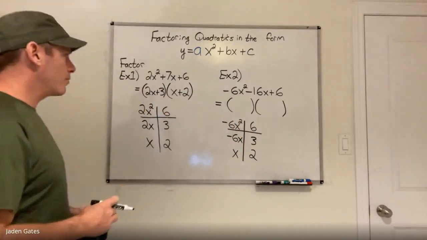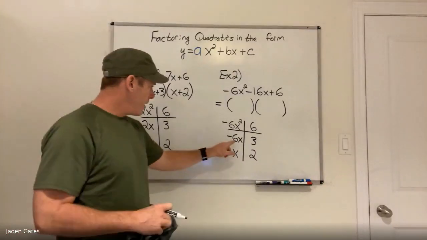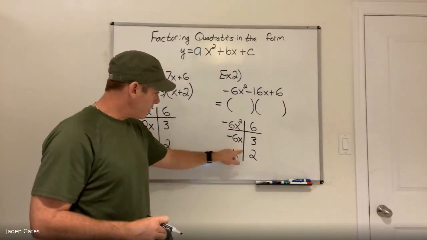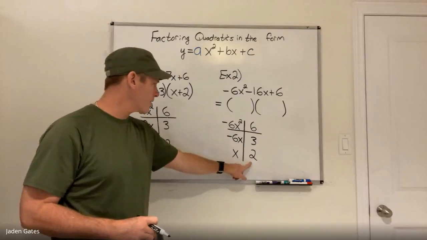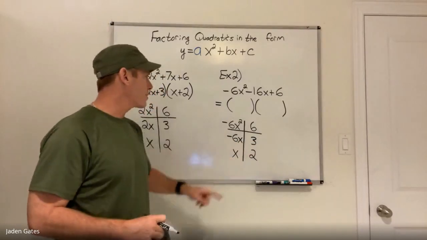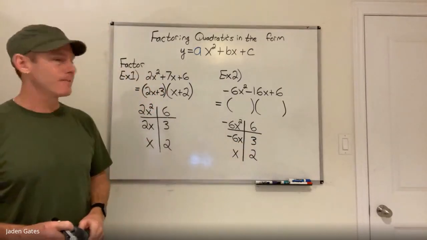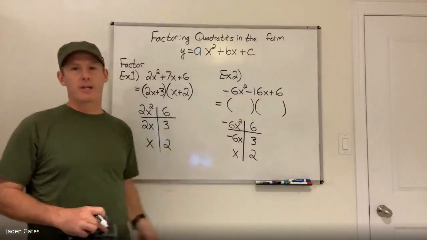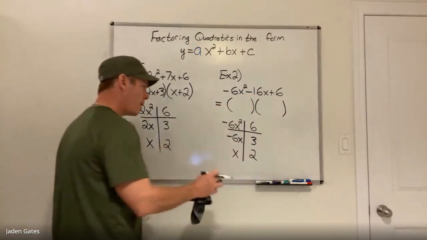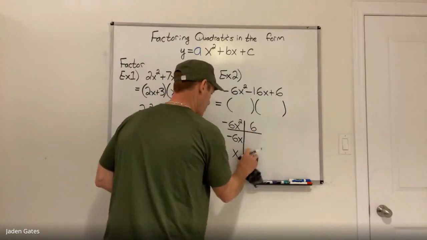All right, so let's see what I've got here. Negative 6x times 2, that's minus 12x, plus 3x. That's a minus 9x. That's not my minus 16x there. Okay. Let's flip the numbers. Try flipping these ones.